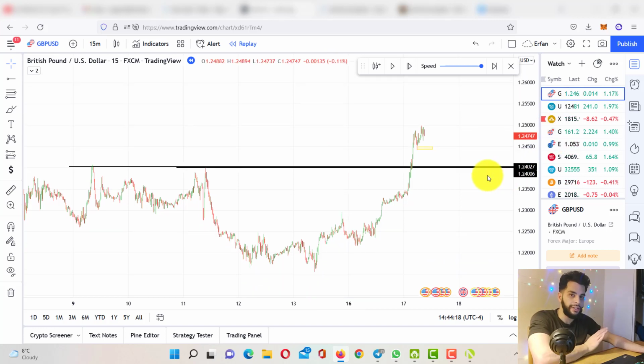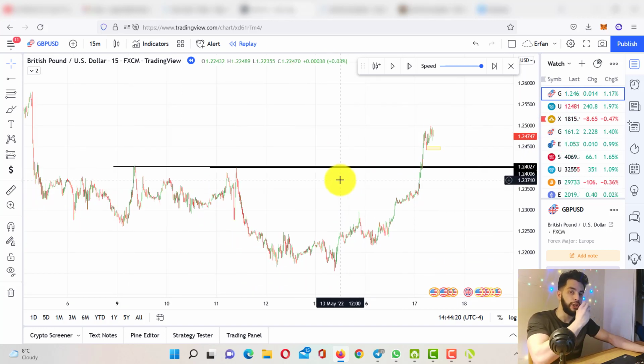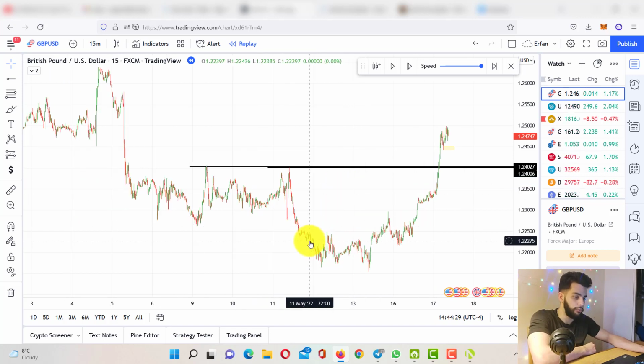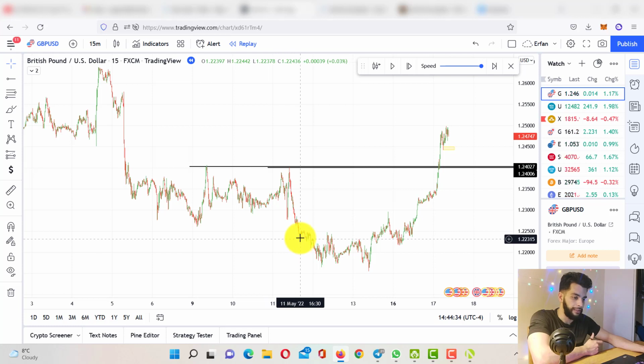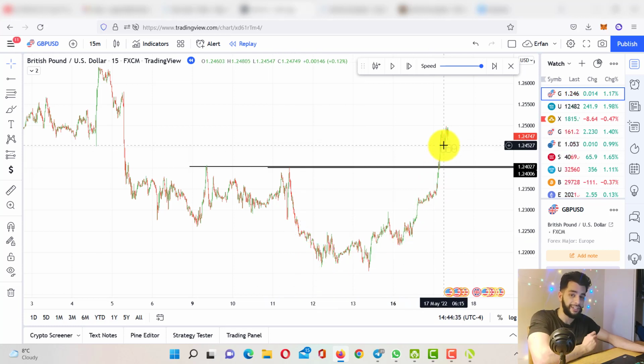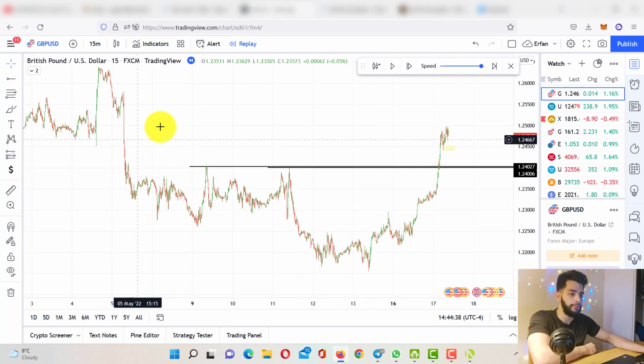So I always say that in my videos, guys. Whenever I see a gap, I know the price has to come back and fill in the gap. But when, we don't know. Maybe next year, maybe next day, or next month. So in this case, it took a long time. We had this bearish momentum from May 11th all the way to May 17th, in 6 days, and it came up to fill in the gap right here.